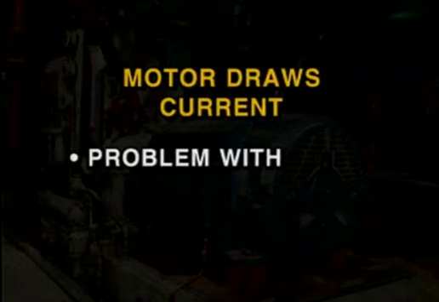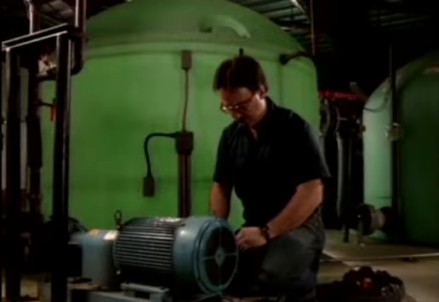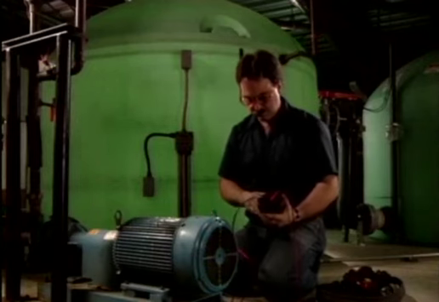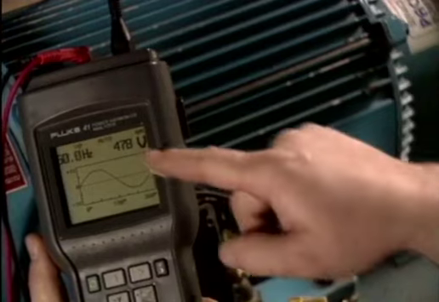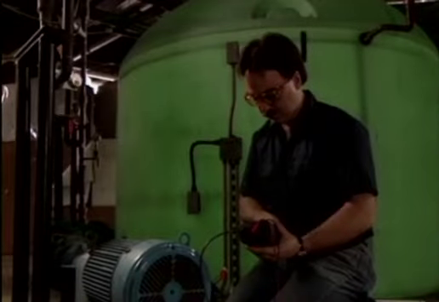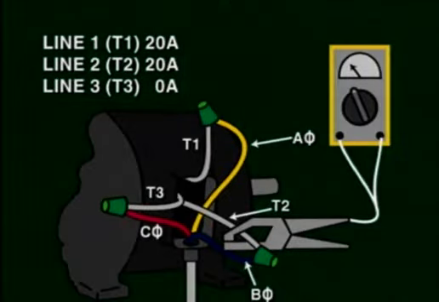If the motor is drawing current, it will make a humming noise. This tells us that there is a problem with one of its coils or one of its phase voltages. You should check the line voltage again to make sure that one phase has not been lost and the motor is trying to start single phasing. If all voltages are present at the motor leads, then you need to test to see which one is not drawing current. With a clamp-on meter, test each line and document their current readings. Once you find the line which is not pulling current, you'll need to test for continuity in the winding.